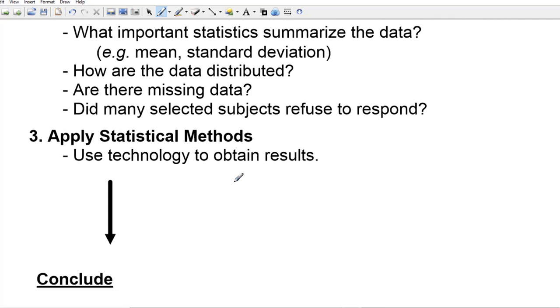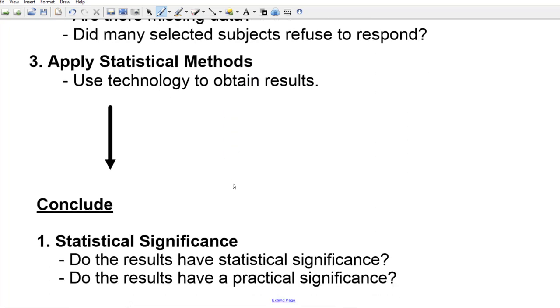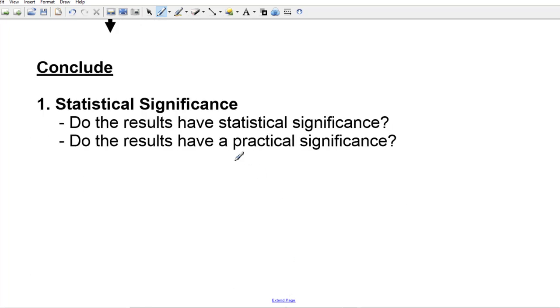And we're going to use technology. In this class, we will be using a calculator and some methods by hand. You're not going to do that in the real world. Most of this has technology to be able to do it for you. All right. Then you make a conclusion. Does it have statistical significance? Do the results have statistical significance, or do the results have practical significance?